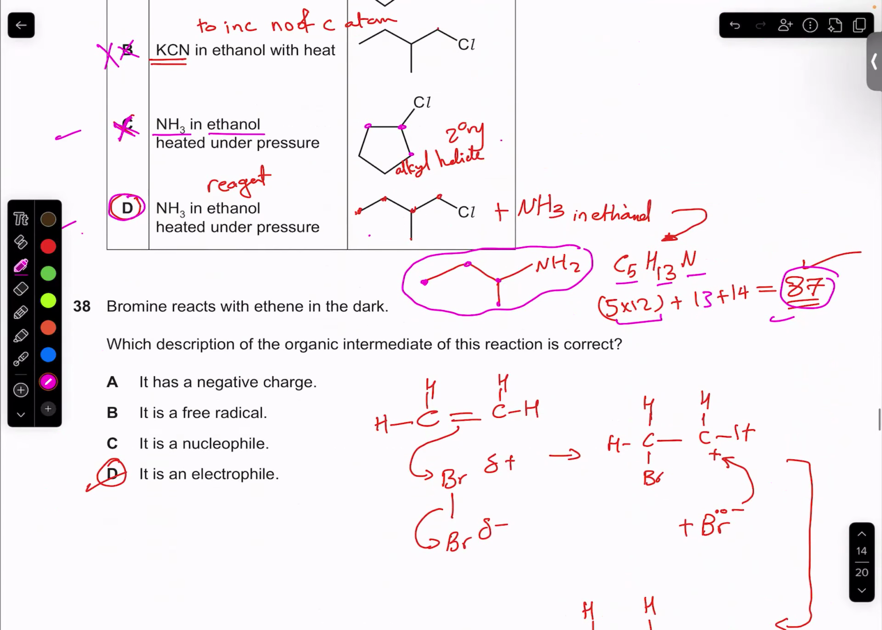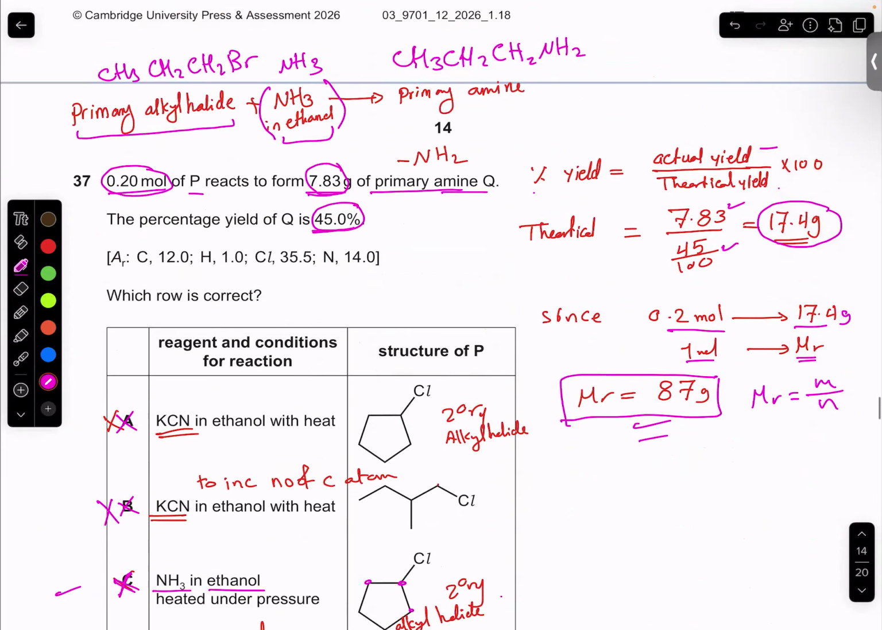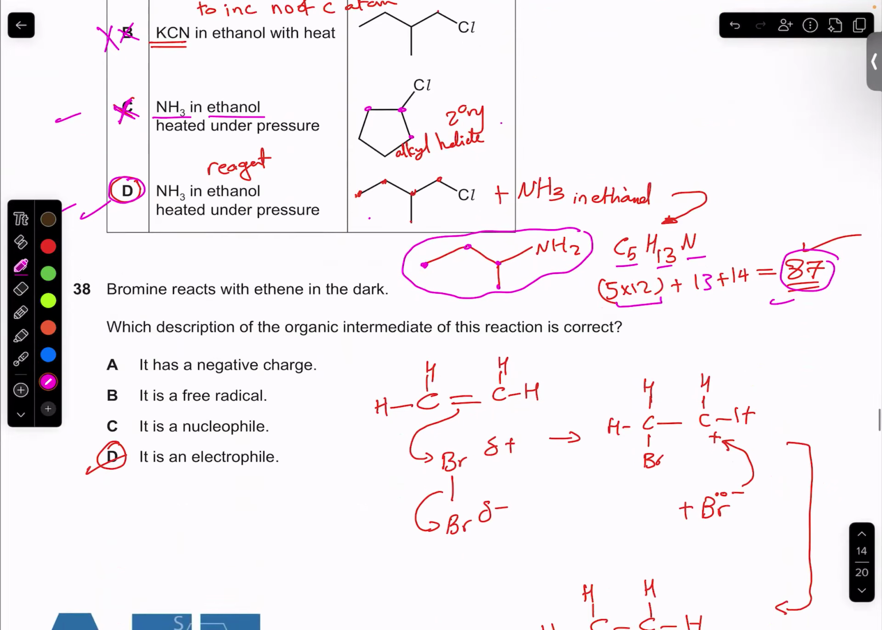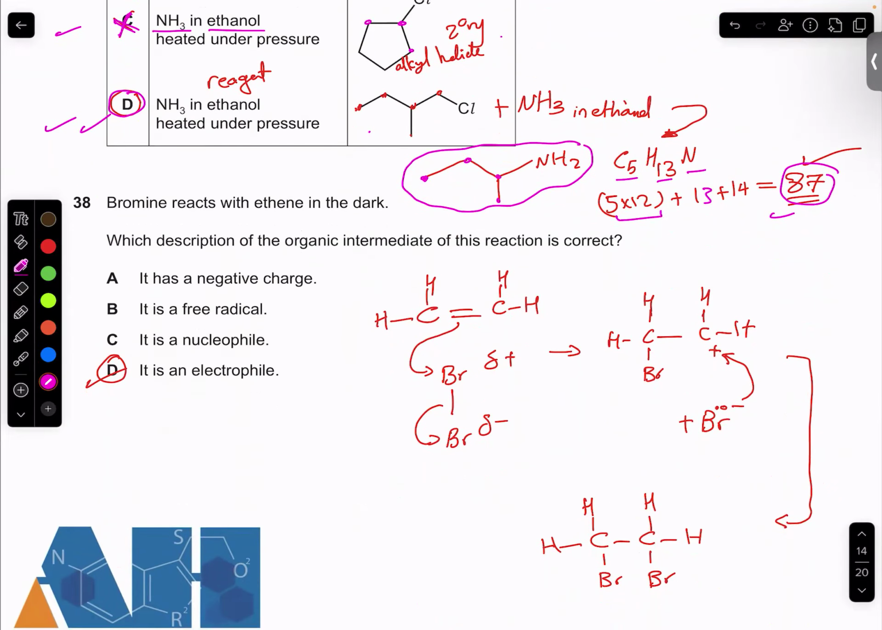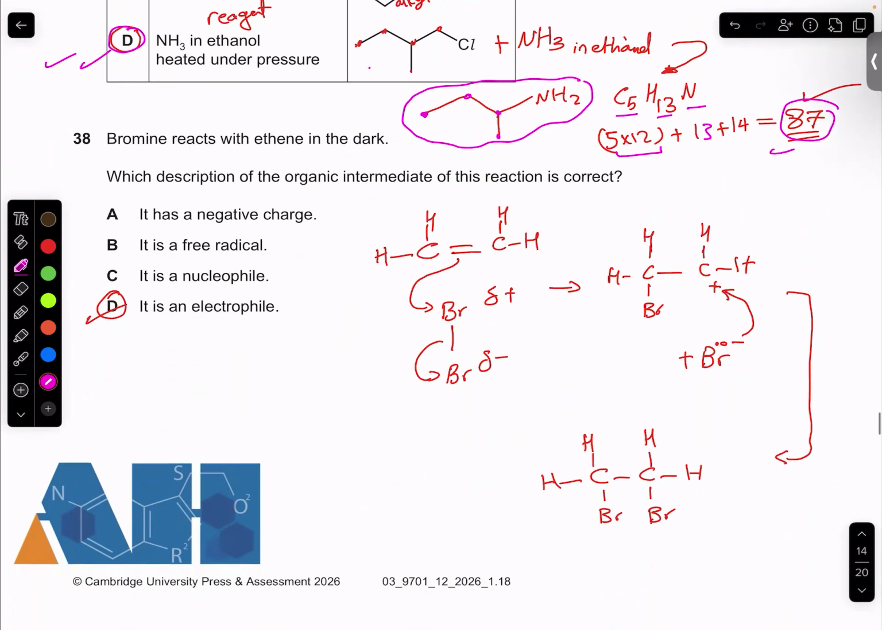Okay? So the compound is as I said, we don't need the percentages and these calculations to find the answer. The answer is direct, it is D, because it's a primary alkyl halide and the conditions are correct. Question 38: bromine reacts with ethene in the dark.